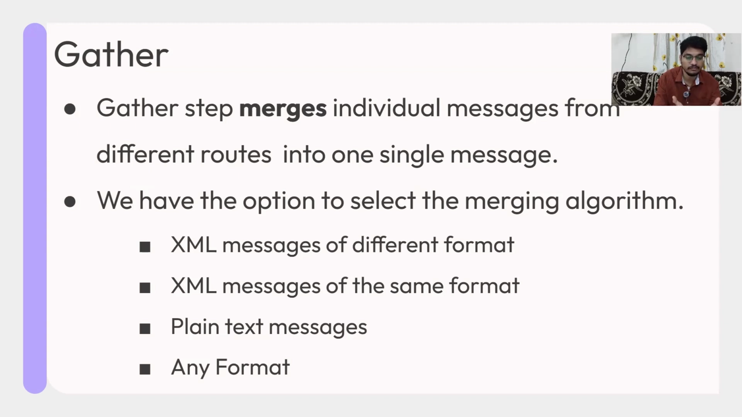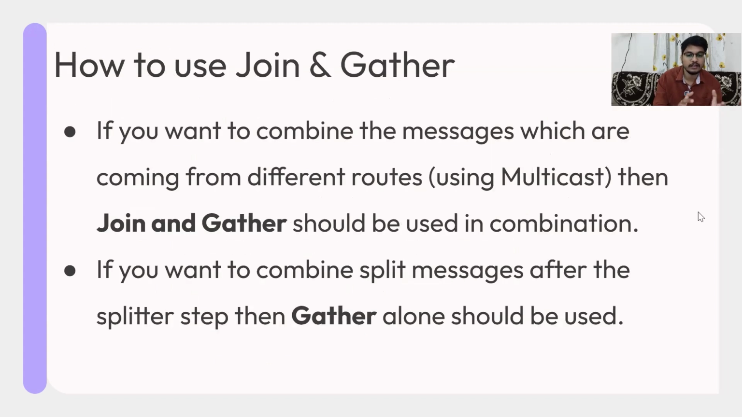So we have different merging algorithms like we discussed, and here is the guide on how to use join and gather. If we want to combine the messages which are coming from different routes, like using a multicast step, which we have seen in the previous example, then join and gather should be used in combination. This is very, very important. And if you want to combine split messages after the splitter step, then gather alone should be used. So these 2 points should be kept in our minds, right?